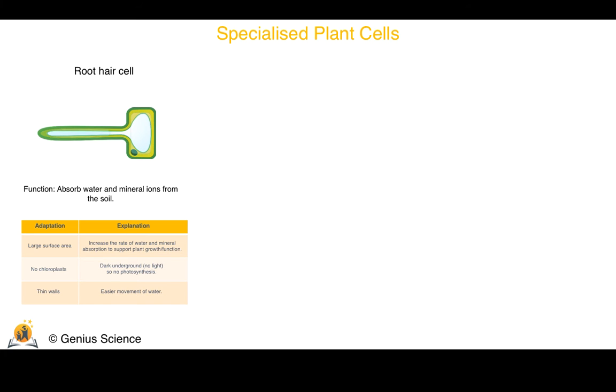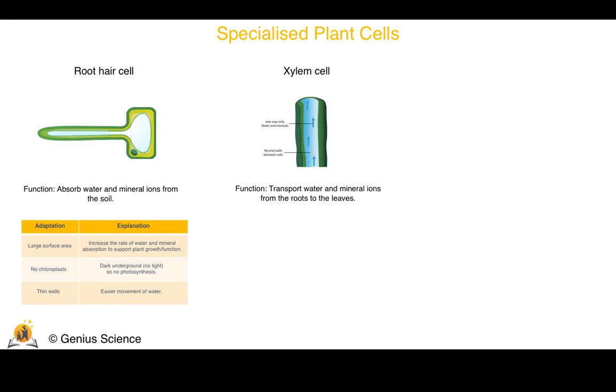The second specialised plant cell you need to know about is a xylem cell, which makes up xylem tissue in a plant stem. And the function of the xylem cell is to transport water and mineral ions from the roots to the leaves. And xylem cells have no end walls, so are a continuous tube, and this allows for easy transportation of water and minerals. Furthermore, xylem cells contain lignin. This is a substance that strengthens and supports the cell by thickening the walls.